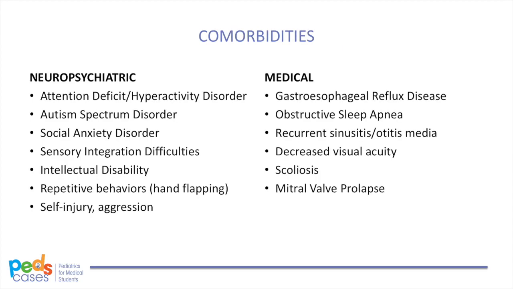Well, I read that these patients can also develop other medical conditions such as GERD or gastroesophageal reflux disease, OSA or obstructive sleep apnea, strabismus and refractive errors, recurrent sinusitis and otitis media, decreased visual acuity, scoliosis, mitral valve prolapse. There's actually an American Academy of Pediatrics guideline on the appropriate health supervision of patients with FRAGILEX syndrome, which is really helpful. The guideline breaks down the health supervision into ages.